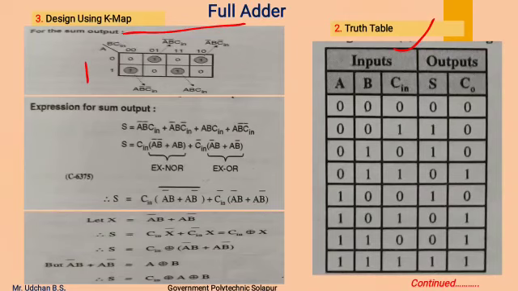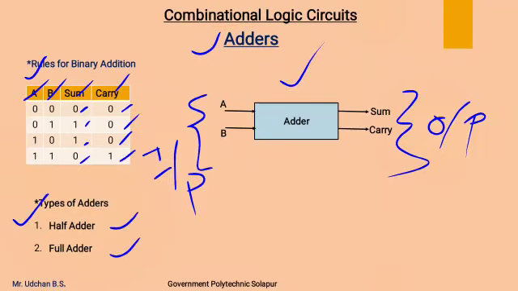Now this is the K-map for the sum output, so we are going to enter these outputs of sum onto the K-map. The first 4 bits are 0 1 1 0, and the next 4 bits are 1 0 0 1. This is how the entries can be made onto the K-map from the given truth table.